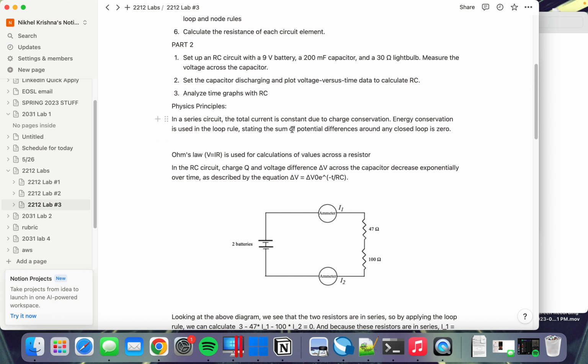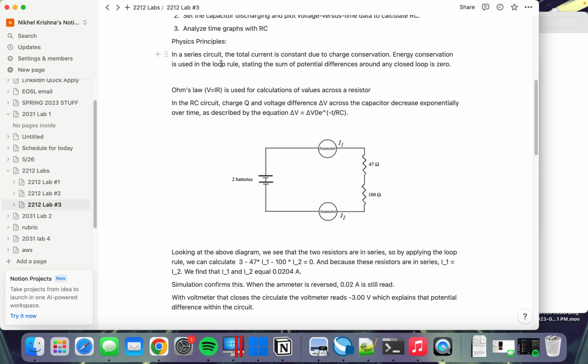The physics principles that we're going to use are the loop rule, which states that over a closed loop, the sum of the potential differences is going to equal 0. And in a series circuit as well, the total current is constant due to charge conservation. We're also going to go over Ohm's law, which is used for calculations of resistance and current across a resistor. And in an RC circuit, we are going to explore the time series graph with time and voltage potential differences.